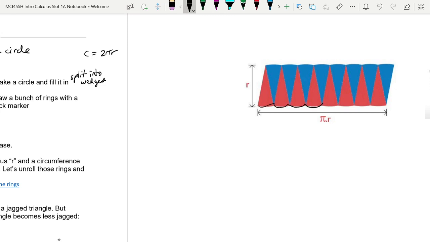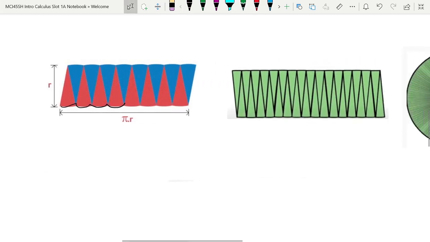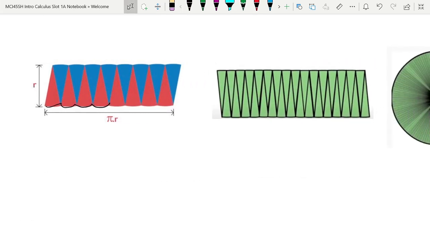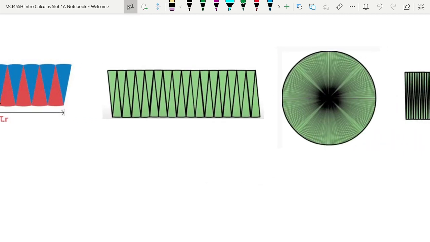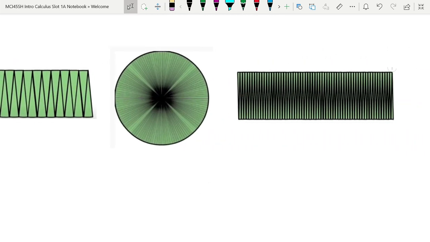But what if I said, let's cut smaller wedges? What if I said, let's cut infinitely smaller wedges? Notice the curvature of those ends kind of goes away. Like here, let me just show you. Notice how much flatter that looks because I cut smaller wedges? And imagine if I did that. Now it's looking almost like a rectangle, which is definitely base times height, which is definitely 2 pi r times r.